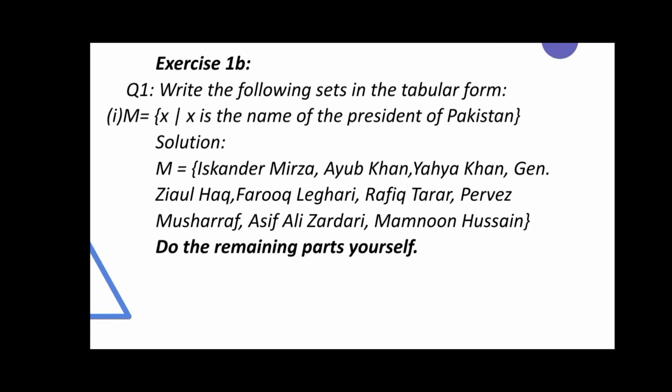So we have to write it in tabular form, and I've already mentioned that in tabular form all the elements or members of this set are listed within curly brackets and are separated by commas. So we have to write the name of all the presidents of Pakistan, and they will be separated by commas. So I have started with Iskandar Mirza and ended with Mamnoon Hussain and then curly bracket close. Alright. Now do the remaining parts yourself. Same strategy will be followed.